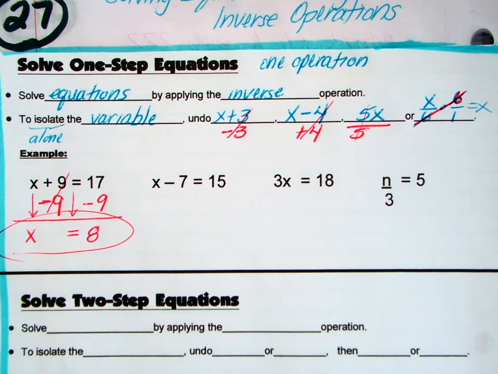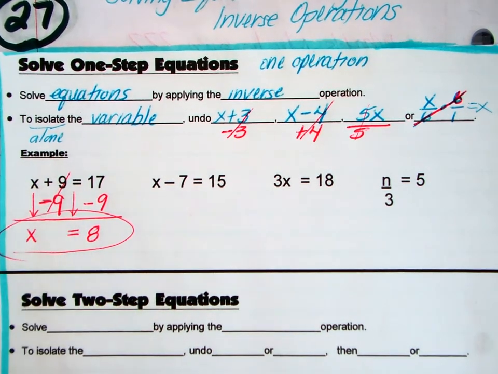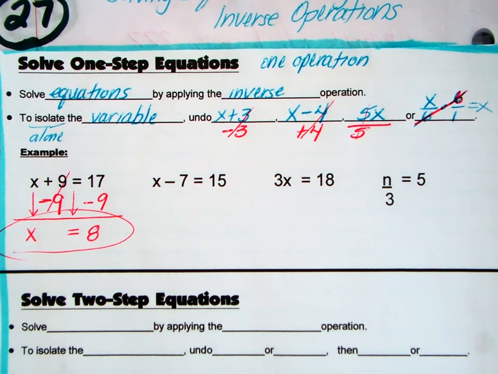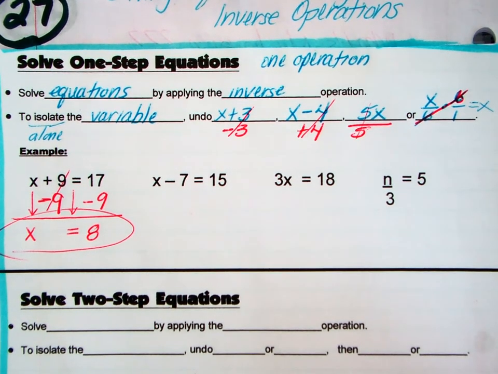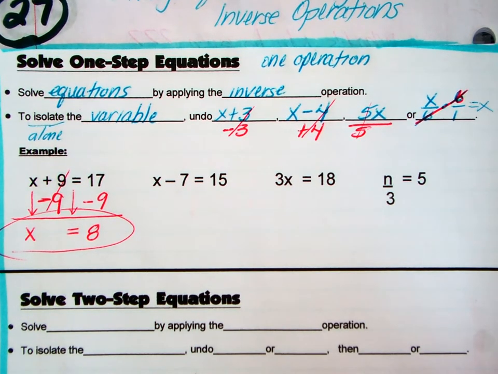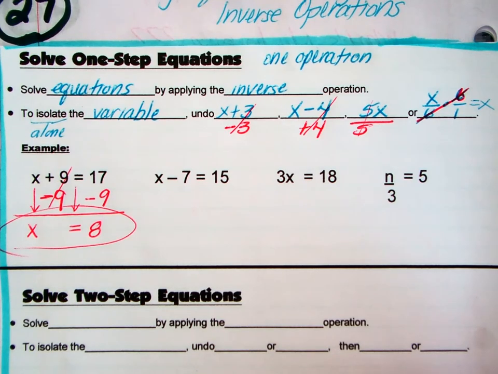How do you know if you're right? Is 8 plus 9, 17? That is true. Let's try the next one. X minus 7 equals 15. First, you ask yourself, what is the operation happening? The operation is subtraction. What is the opposite of subtraction? Addition. I need to add 7 to get x to live alone, which means to isolate the variable.